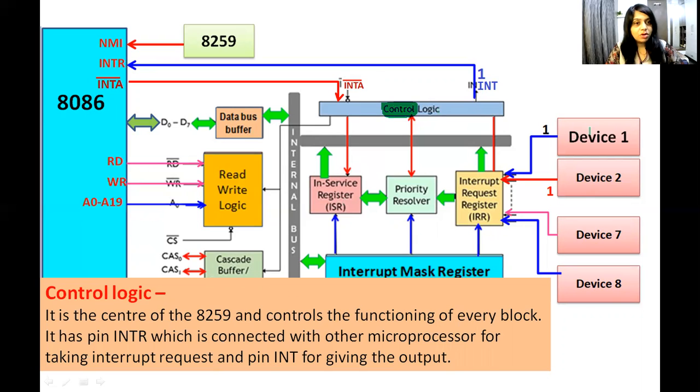Suppose device 1 wants any operation, or device 1 wants to execute some program, an interrupt service routine. So first device 1 sends a request to this interrupt request register. Then after that, this 8259 will transfer that request by sending logic 1 on the interrupt pin to 8086. And then 8086 gives an acknowledgement by transferring logic 0 on the INTA bar pin to 8259. So control logic is for control operations.